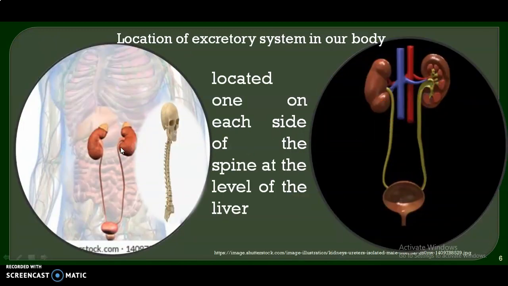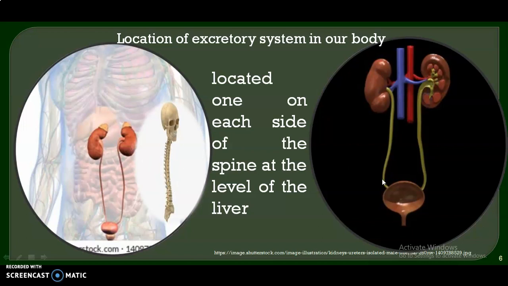The kidneys are located on each side of the spine and at the level of the liver. If you look at the picture of the spinal cord here, this is the spine, and each kidney is located on either side of the spine.